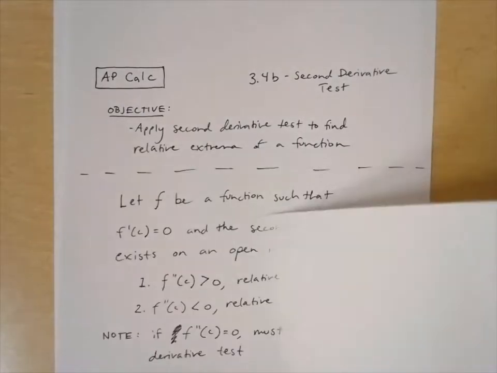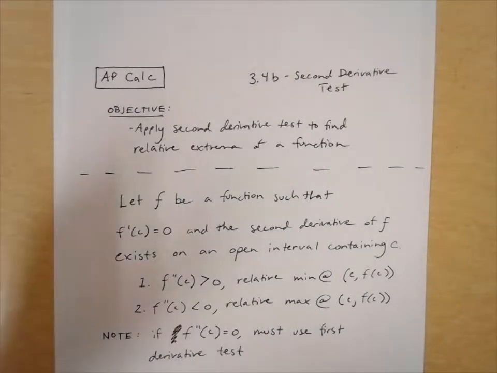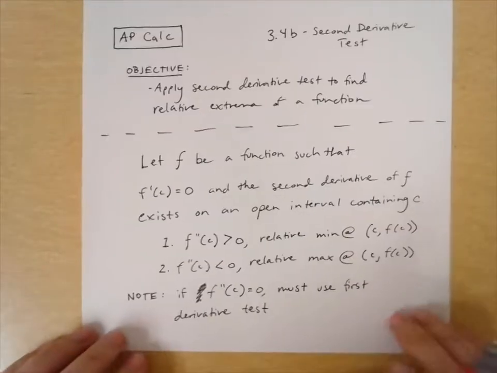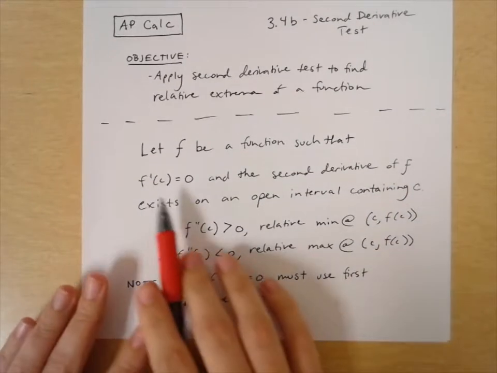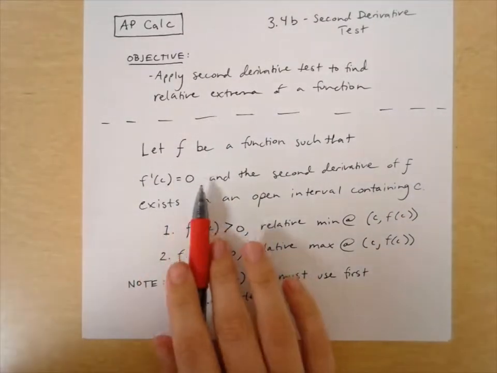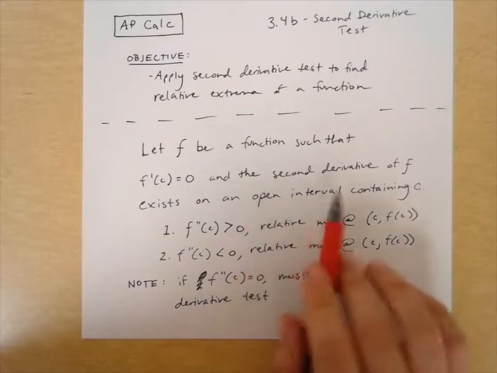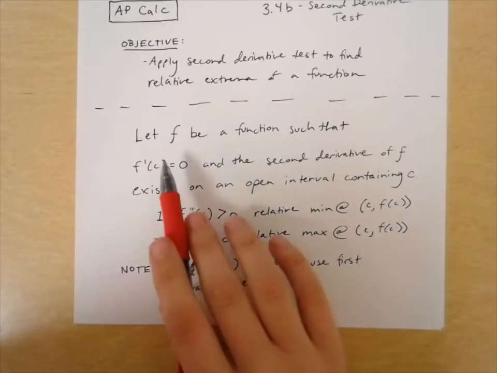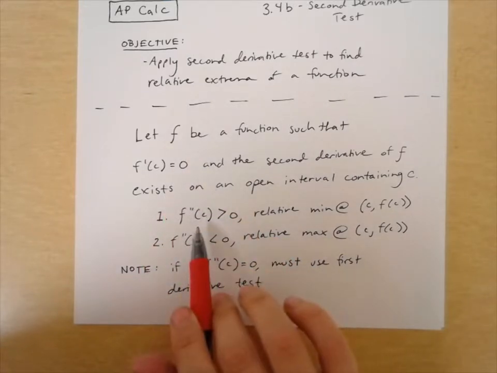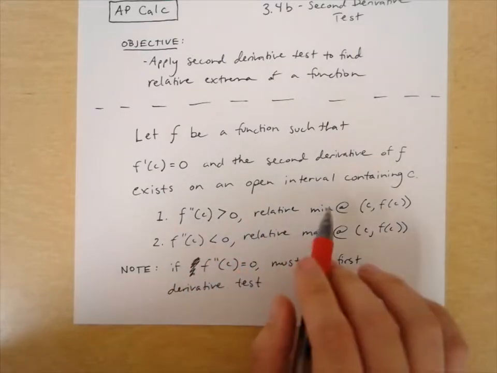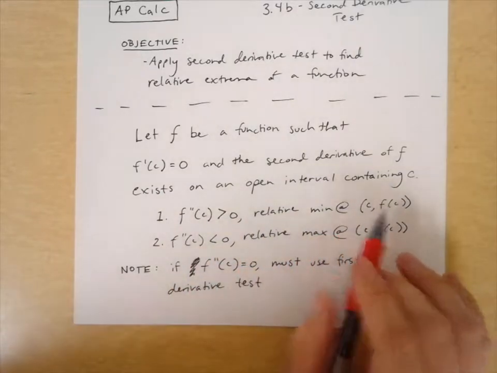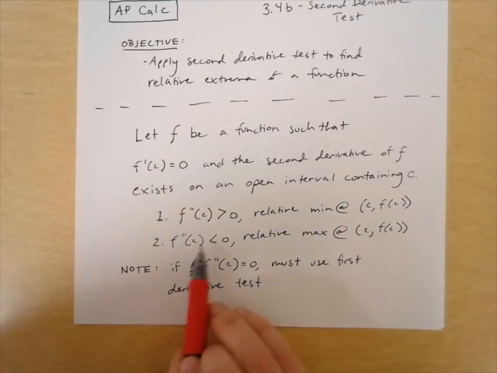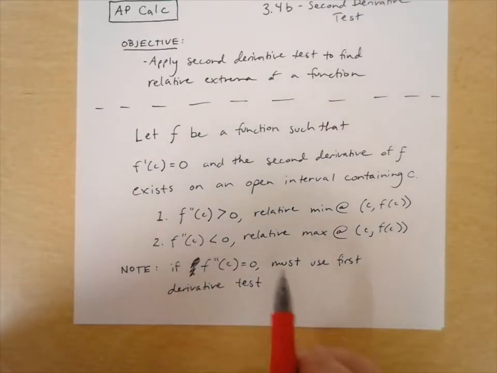And to begin this, what we're going to write is really what the second derivative test is in math speak. It says let f be a function such that f prime of c equals 0 and the second derivative of f exists on an open interval containing these numbers. And if you evaluate your second derivative at these critical numbers, if the second derivative is positive, then you have a relative minimum at that value. If your second derivative is negative, then you have a relative max at that value.